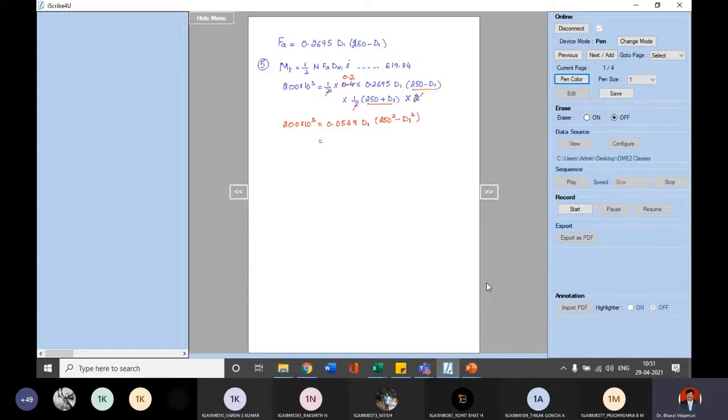So once again, if you take this inside, you will be having 3368.75 D1 minus 0.0539 D1 cube. I'll end up with the D1 cube now. D1 multiplied by D1 square. So you have D1 cube 200.10 power of into 10 power of 3. Now can you tell me this answer now?